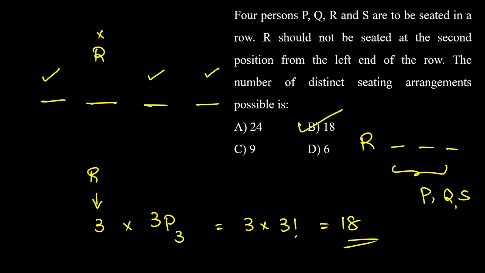Here only one condition. First, I am satisfying that condition. R cannot be in the second place from the left end. Then R can take 3 places. What about the remaining 3? There is no condition. 3 places available, 3 people available. It's 3P3. We need to select those 3 people and arrange. Select and arrange is what permutations is all about. 3P3, 3 factorial. We got a total of 18.